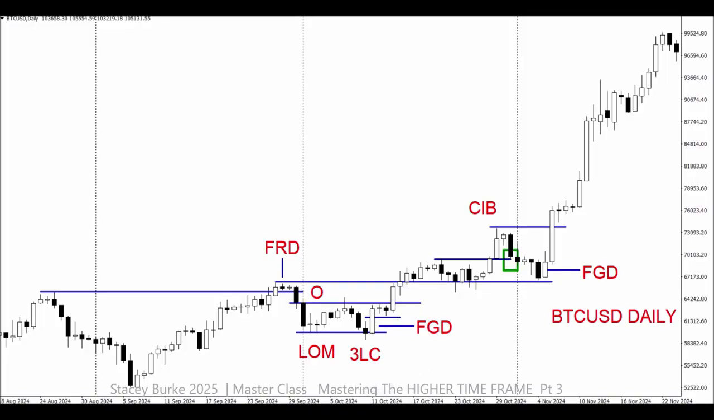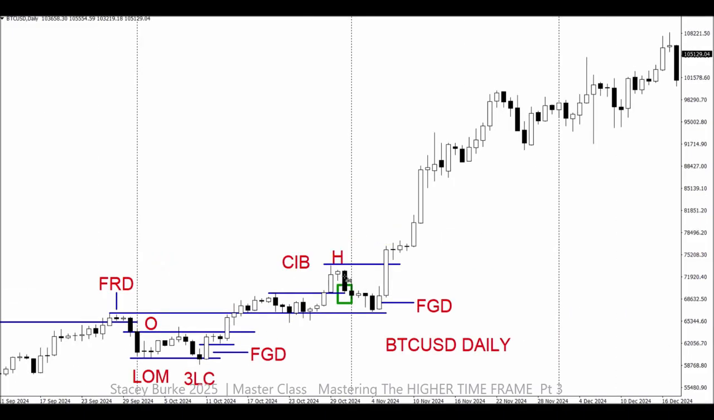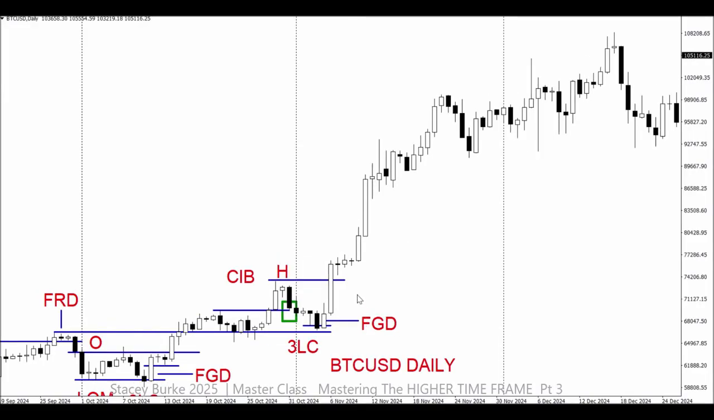Open, low, high, close, and the process continues. Open, low, first green day. Again, you'll notice the behavior of price and engulfment. First red day, 1, 2, sideways, 3 lower closes. First green day, and the explosive move back in the long direction.